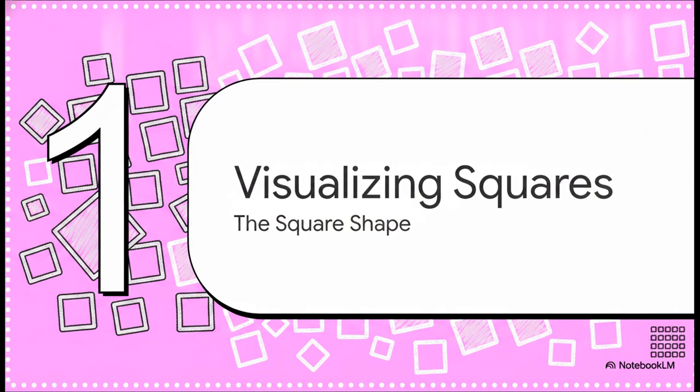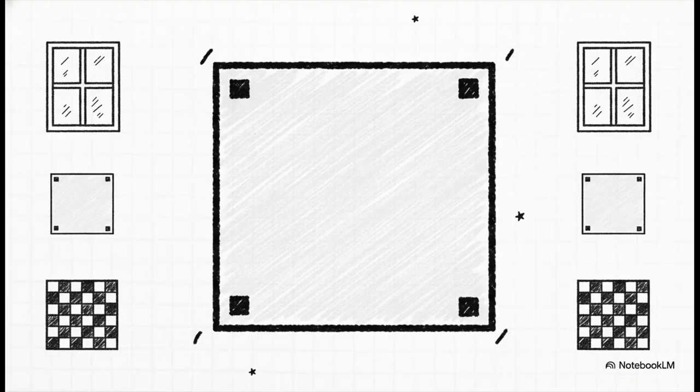All right, let's kick things off with section 1, visualizing the square shape. Before we even touch the numbers, we need to talk about the actual shape of a square. I want you to picture something you see literally every single day. Maybe it's a window pane, a floor tile, or even the spaces on a chessboard. So what actually makes those shapes a square? Well, a square always has 4 perfectly equal sides and 4 right angles. Those perfectly straight 90-degree corners. Basically, if those 4 sides aren't exactly the same length, it's just not a square.